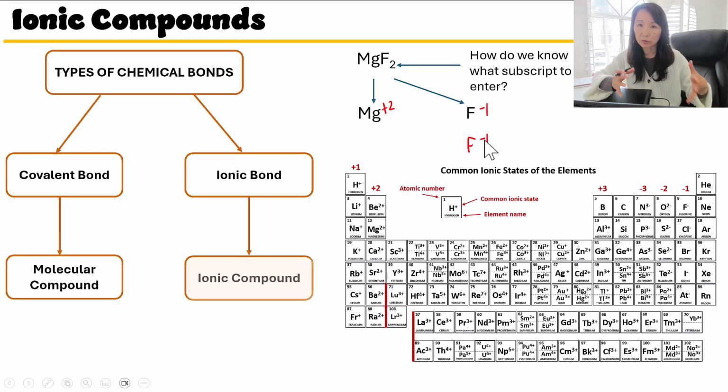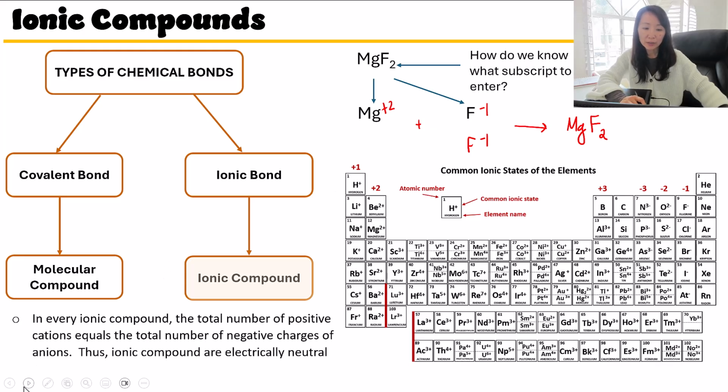-1 times 2 is equal to -2. That -2 will cancel out this +2. So you only need 1 magnesium and 2 fluoride in order to form an ionic compound. So you're going to add this up together, which forms magnesium. There's only 1, so I'm not going to write the 1, but just let it be. And then for F, how many of them are there? There are 2.